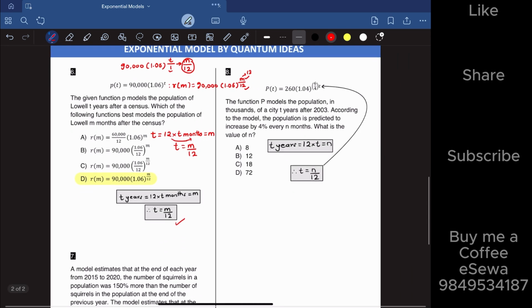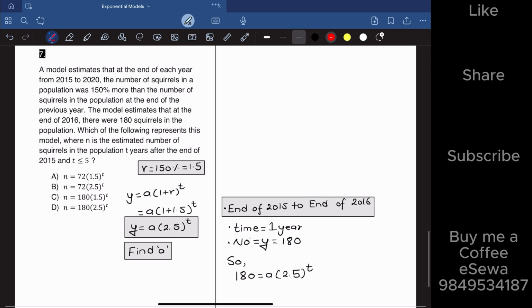Okay, so let's move to the next number, that is 7. Quite long. A model estimates that at the end of each year from 2015 to 2020, the number of squirrels in a population was 150% more than the number of squirrels in the population at the end of the previous year. Okay, this is the population growth rate. The model estimates that at the end of 2016 there are 180 squirrels in the population. Which of the following represents this model, where n is the estimated number of squirrels in the population t years after the end of 2015 and t is less than or equal to 5?